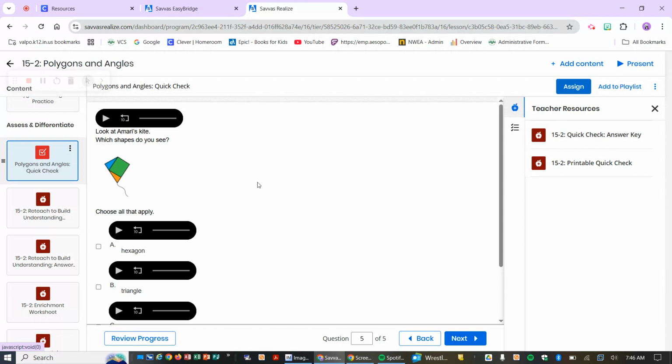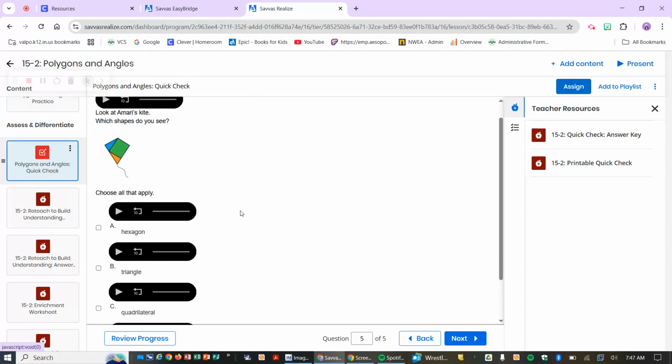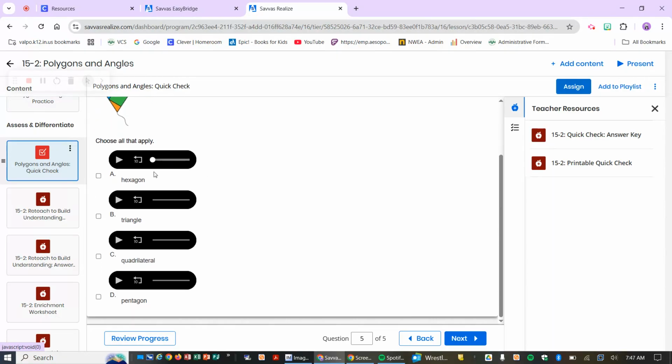Look at Amari's kite. Which shapes do you see? I'll give you a hint on this one. This is also a choose all that apply, and you can combine shapes. So, like the blue and green can be together to make a shape. The blue and orange can be, or the green and orange can be together to make a shape. All 3 shapes can be together to make a shape. See what you can find, okay? Take your time, be thoughtful. I know you can do it.